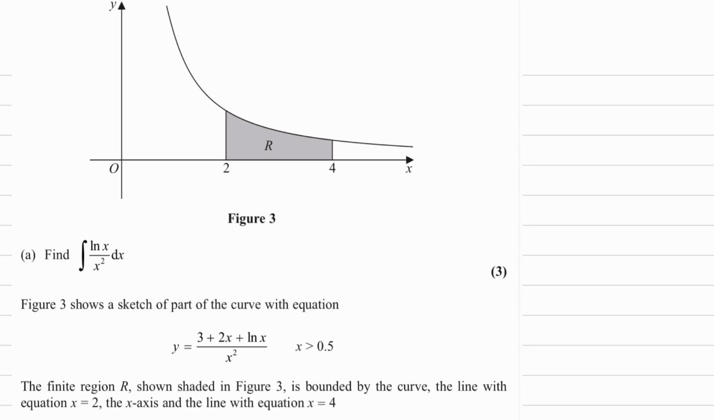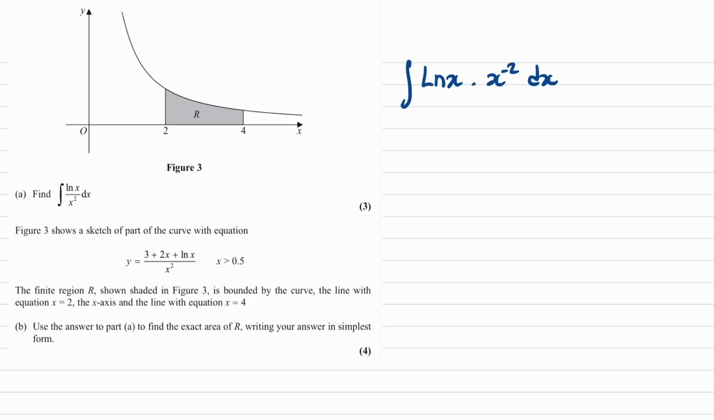In this question, we've been asked to work out the integral of the natural log of x over x squared, and we can work this out using integration by parts. We need to move this denominator to our numerator. So we'll have the integral of the natural log of x multiplied by x to the negative 2 with respect to x. And we can use the formula for integration by parts.